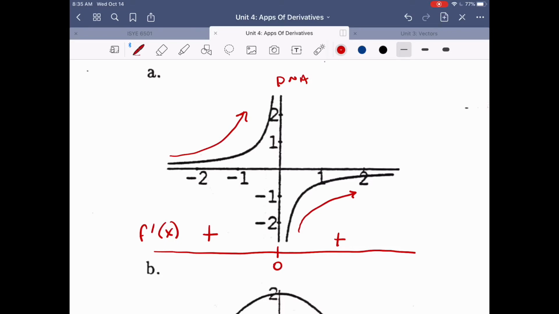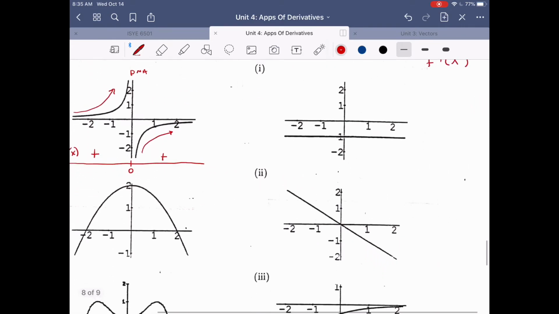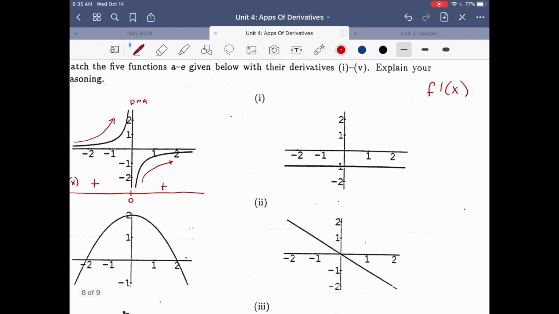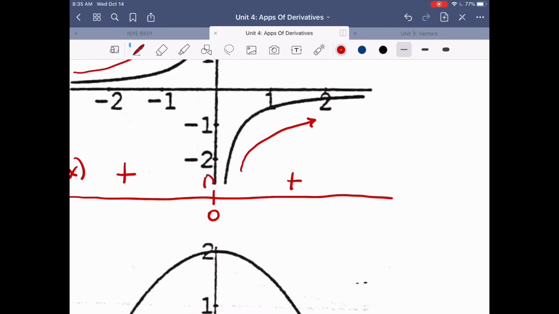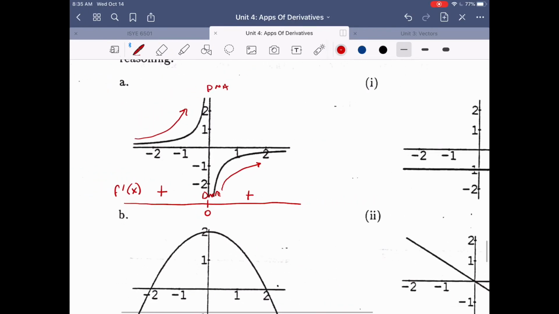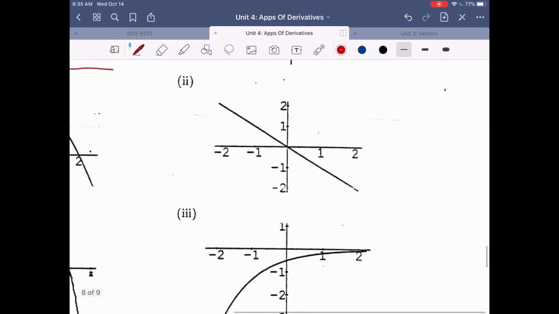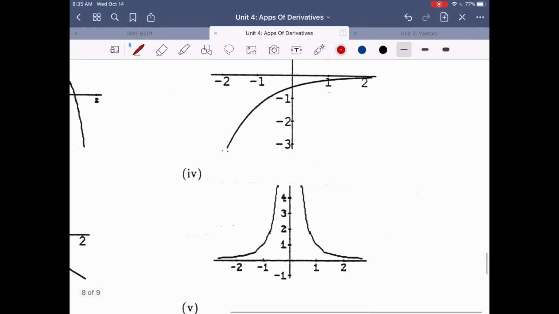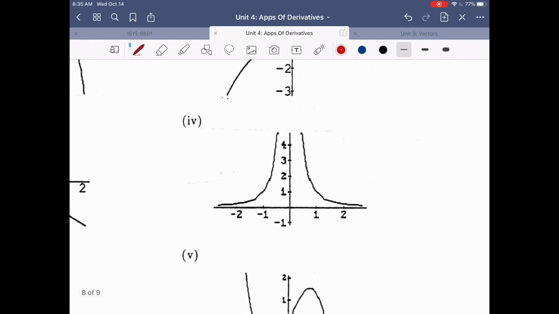So now I can use this number line to figure out which graph for f prime this would match. So in my number line, f prime should be positive to the left of 0, positive to the right of 0, and does not exist at 0. So as we look down this column, it has to be positive to the left of 0, positive to the right of 0, and does not exist at 0. So that's this one right here. So remember, you're looking at the graph of f prime of x. So if f prime of x is positive, that just means that your graph is above the x-axis.